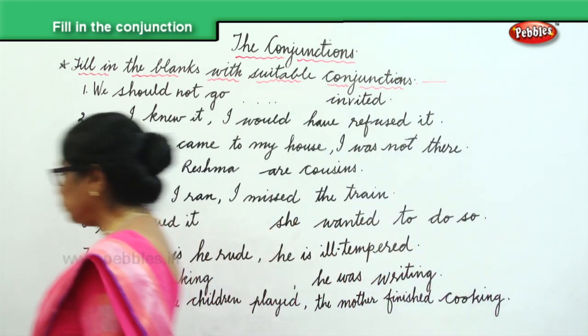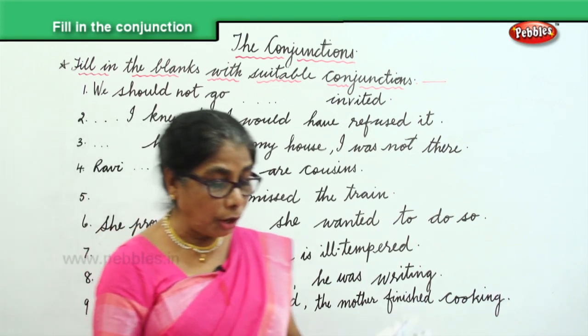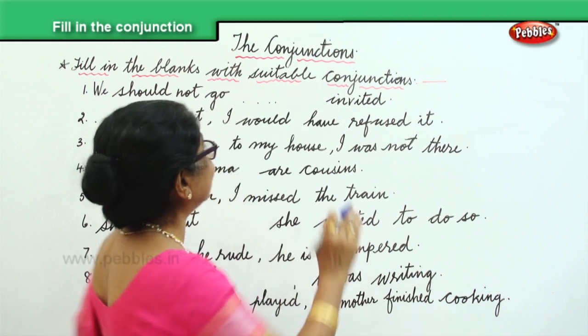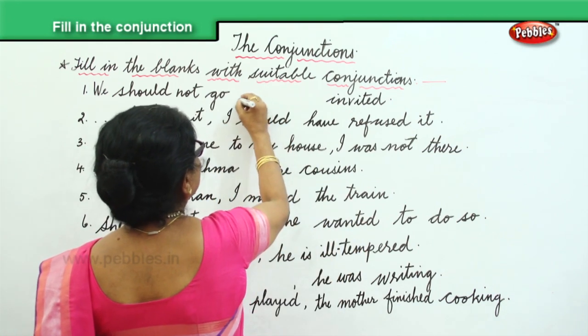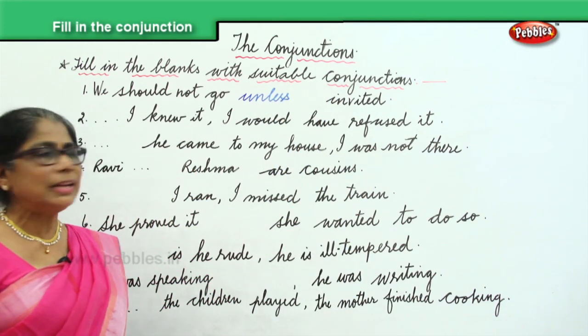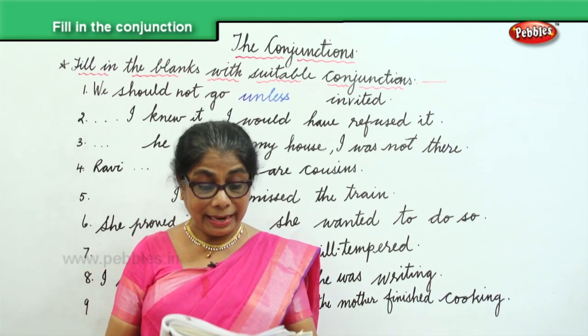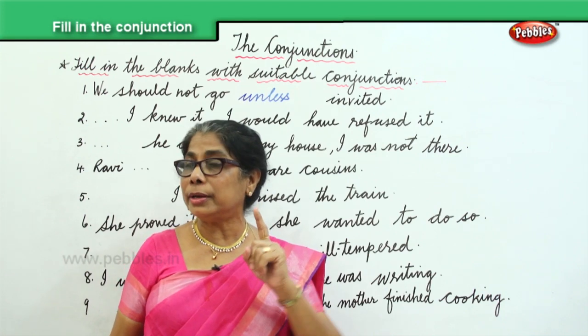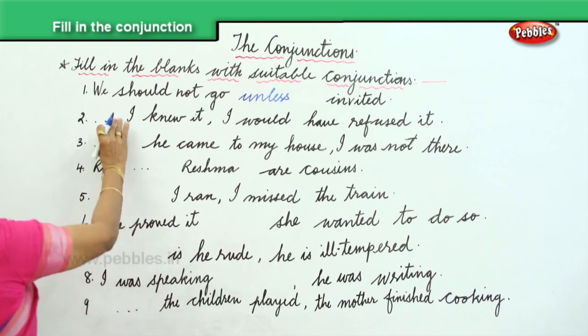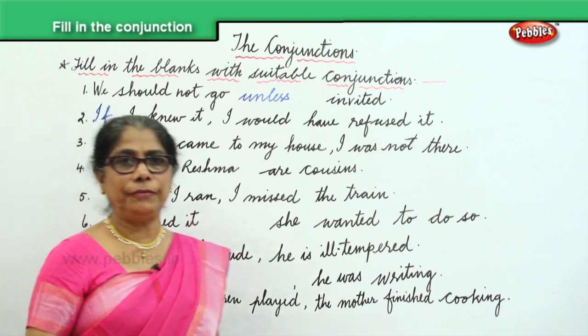So I have sentences for you to fill in with correct conjunctions. Okay? You're going to fill in. We should not go dash invited. We should not go unless invited. Dash knew it. I would have refused it. That means if I knew it, I would have refused it.